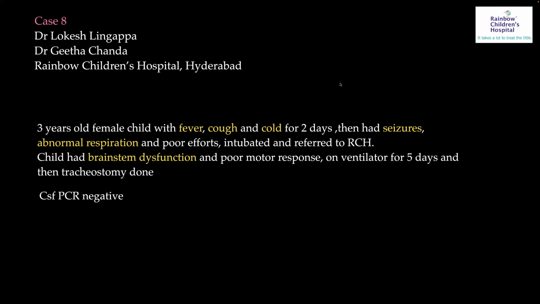So in our center, for almost 5 days, she was on a ventilator, and she had signs of brainstem dysfunction. There was not much motor response, poor cough reflex, and she was not breathing above the ventilator also. So we initially thought it could be a viral encephalitis. Because she was requiring the ventilatory support, we had to go ahead with the tracheostomy after the second MRI. The first MRI was done on day 3 of illness, and the second MRI almost after 5 days.